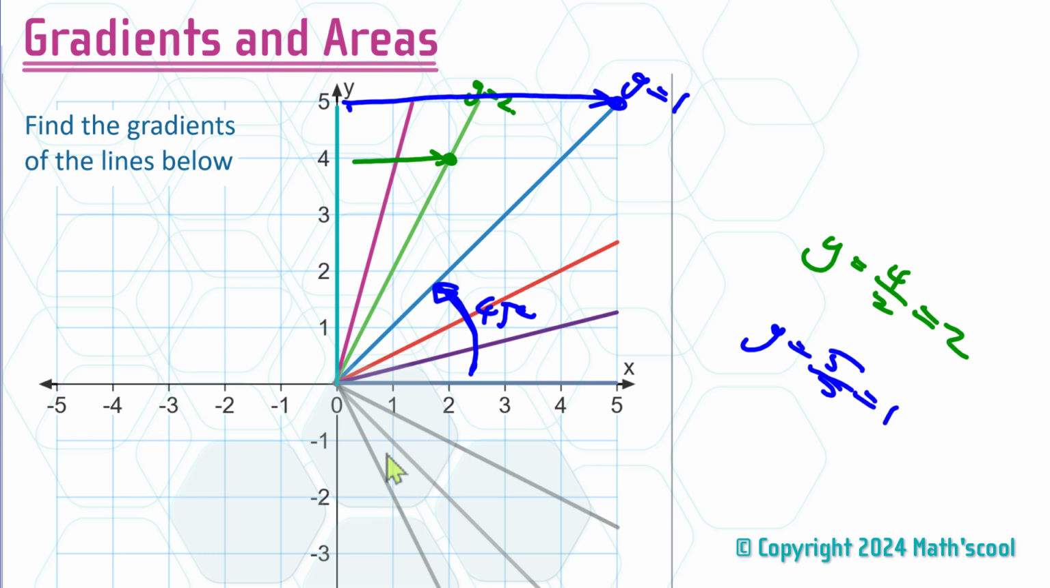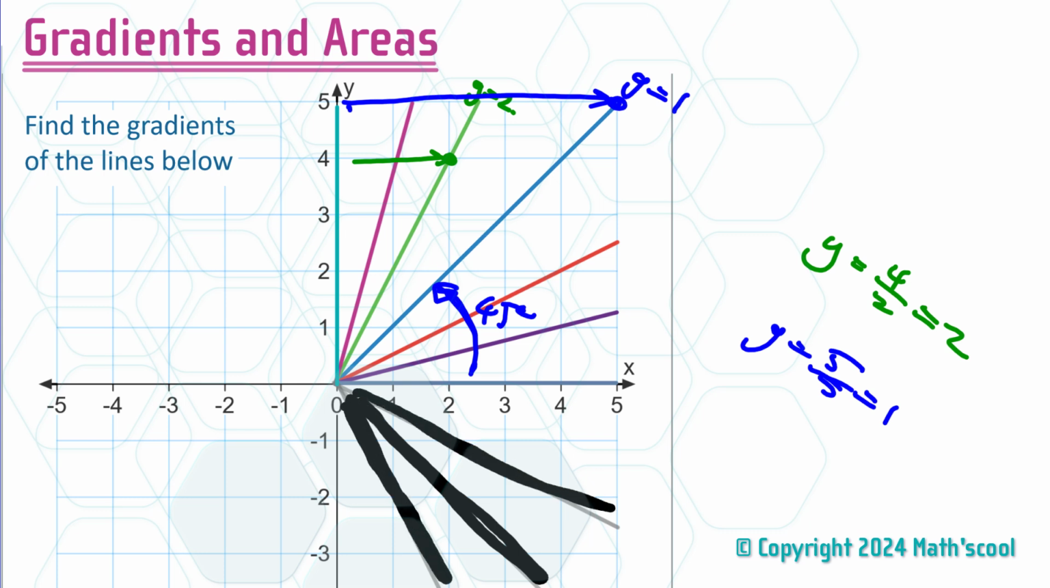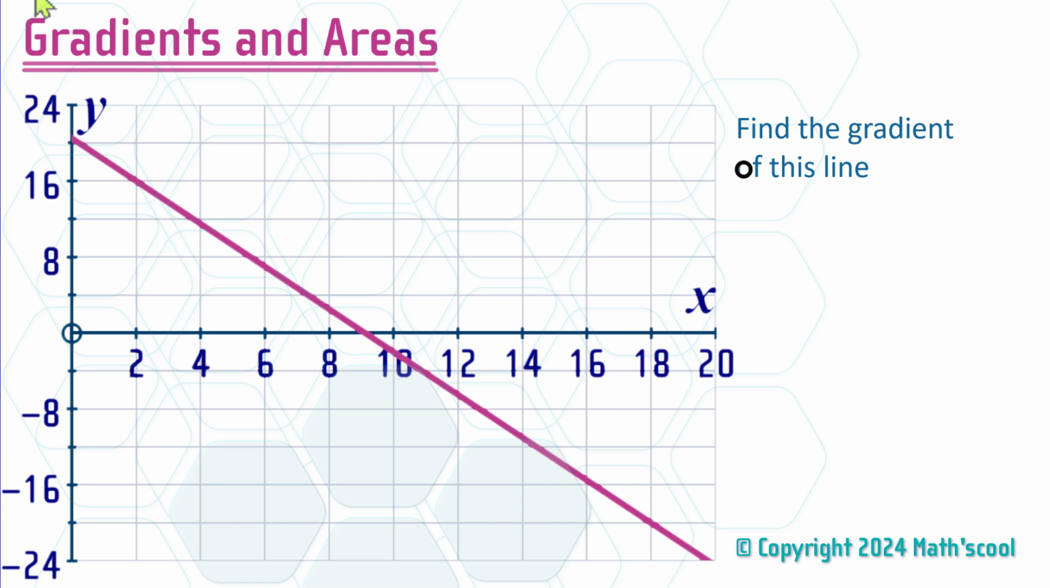These grey lines have got negative gradients. So this one here has got a gradient of -1. And this one will be -2 because it's steeper but downhill. And this one will be -1/2 because it's less steep but downhill. Okay, so that's what we mean when we talk about gradients.